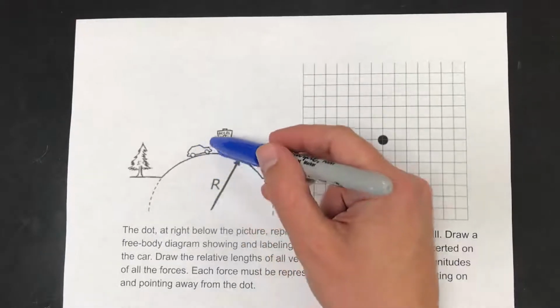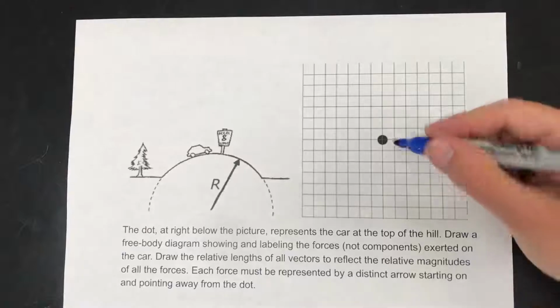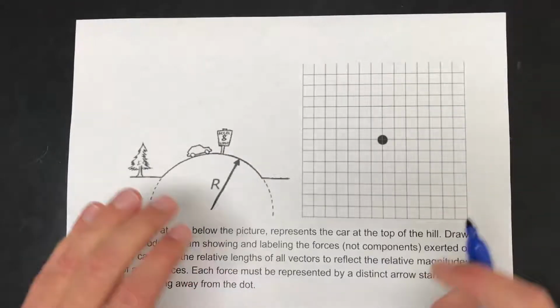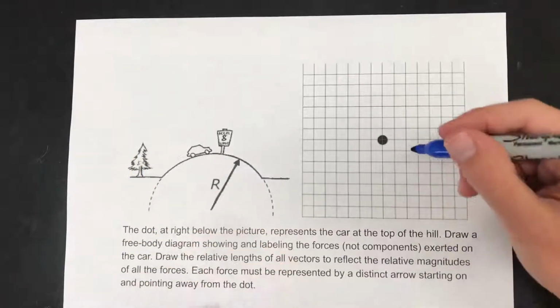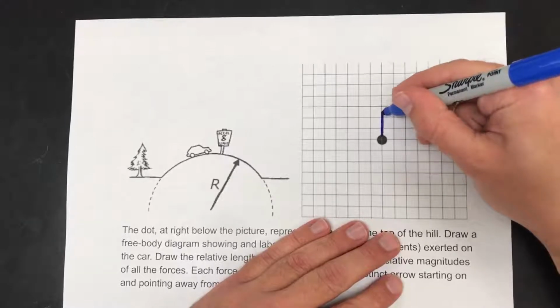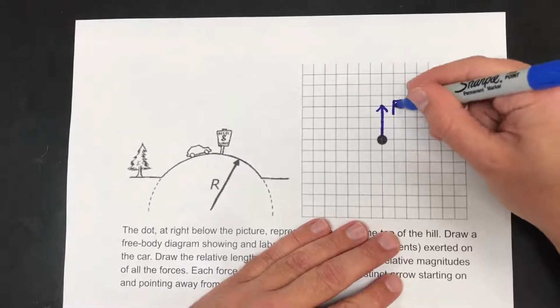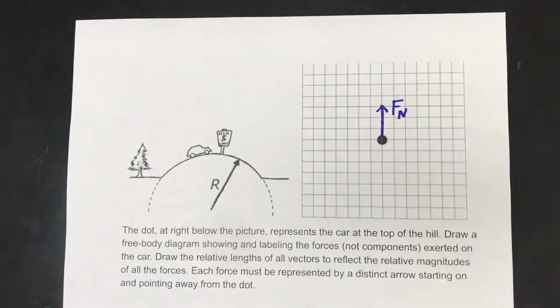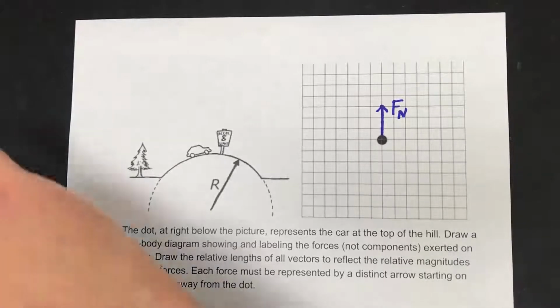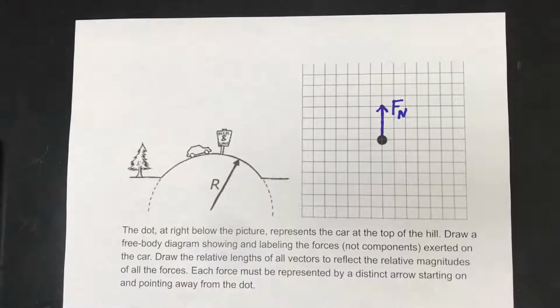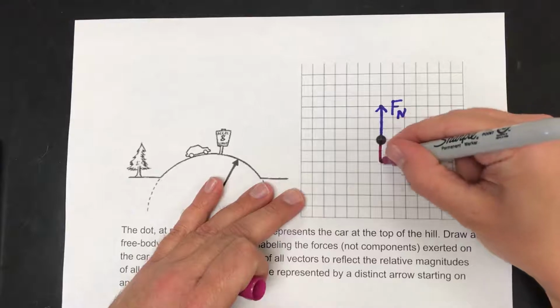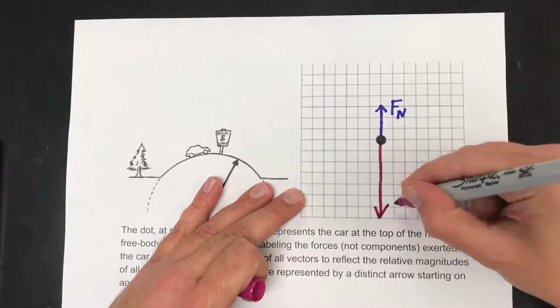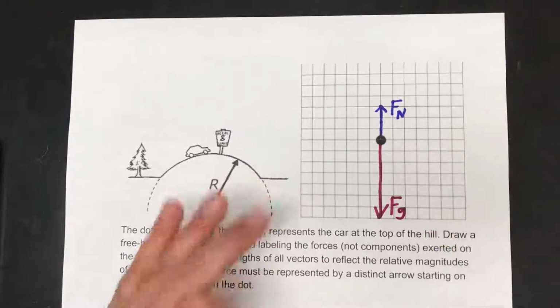So even though it's not in the picture at the exact top of the hill, I'm going to draw it on the exact top of the hill right here. So we will have two forces here. One is, as it sits on that hill, we will have a normal force, which I'll call F sub n there. And then we will also have, because it's here on the planet Earth, a force of gravity downwards. I'll call that F sub g.